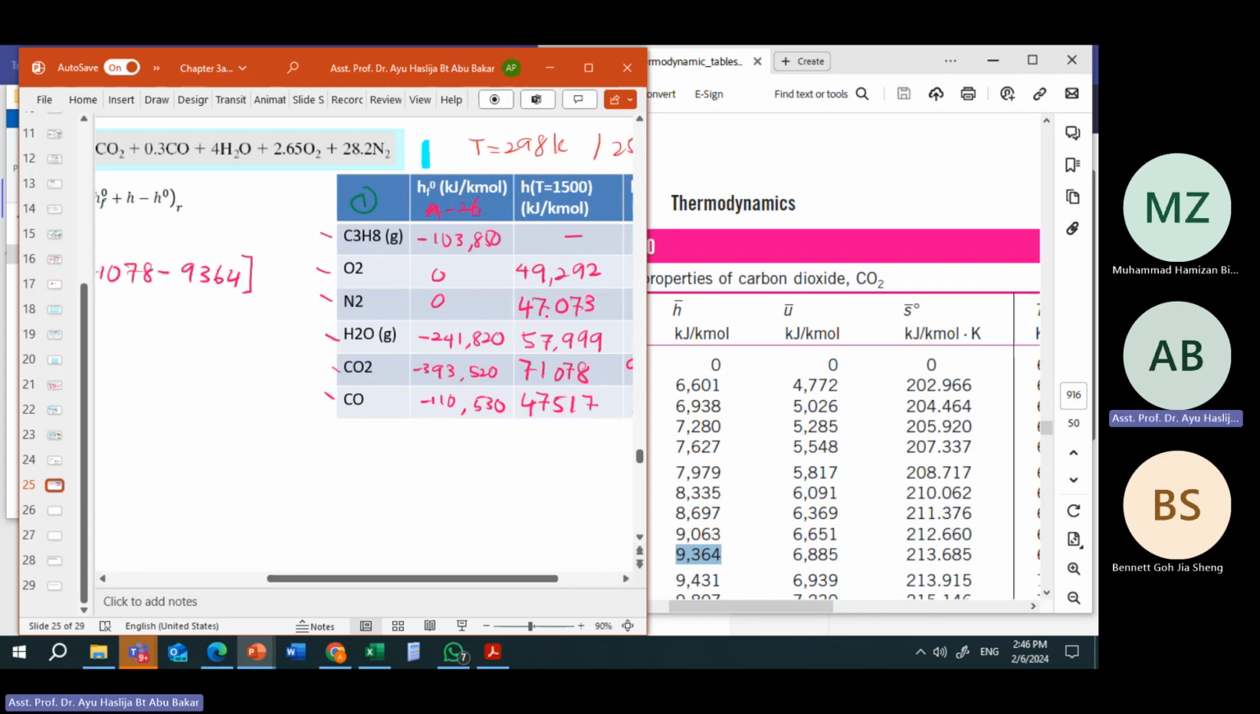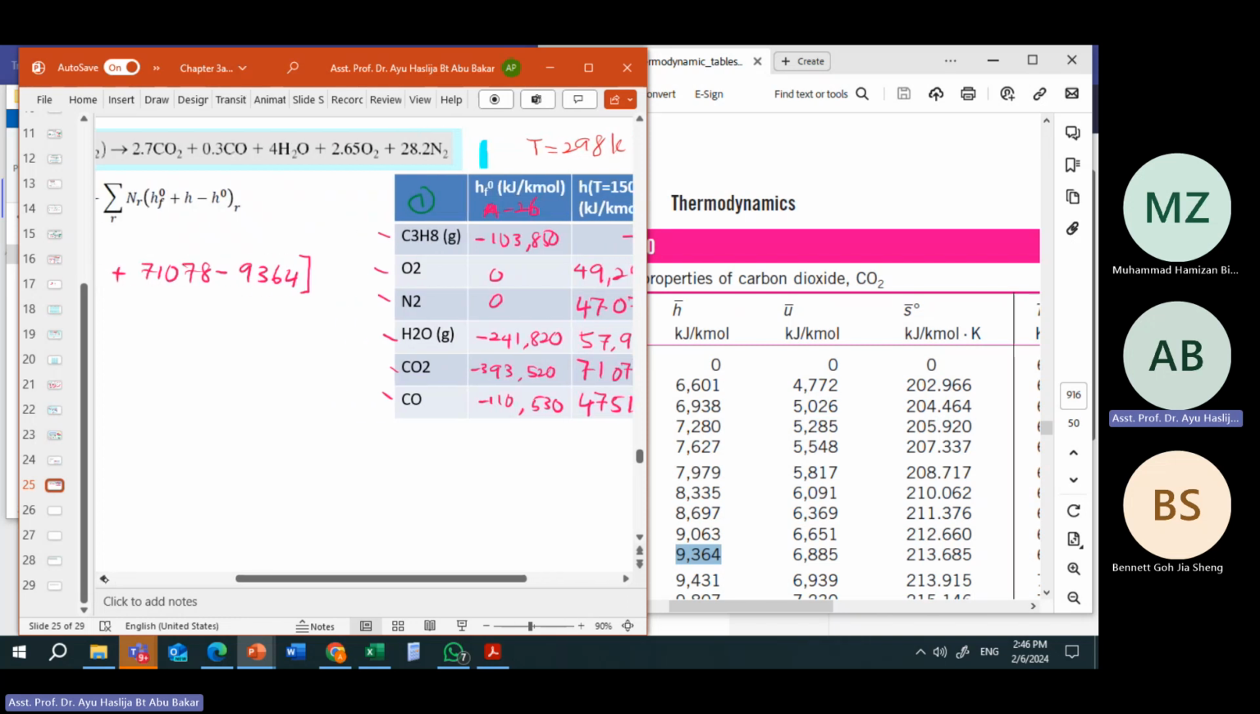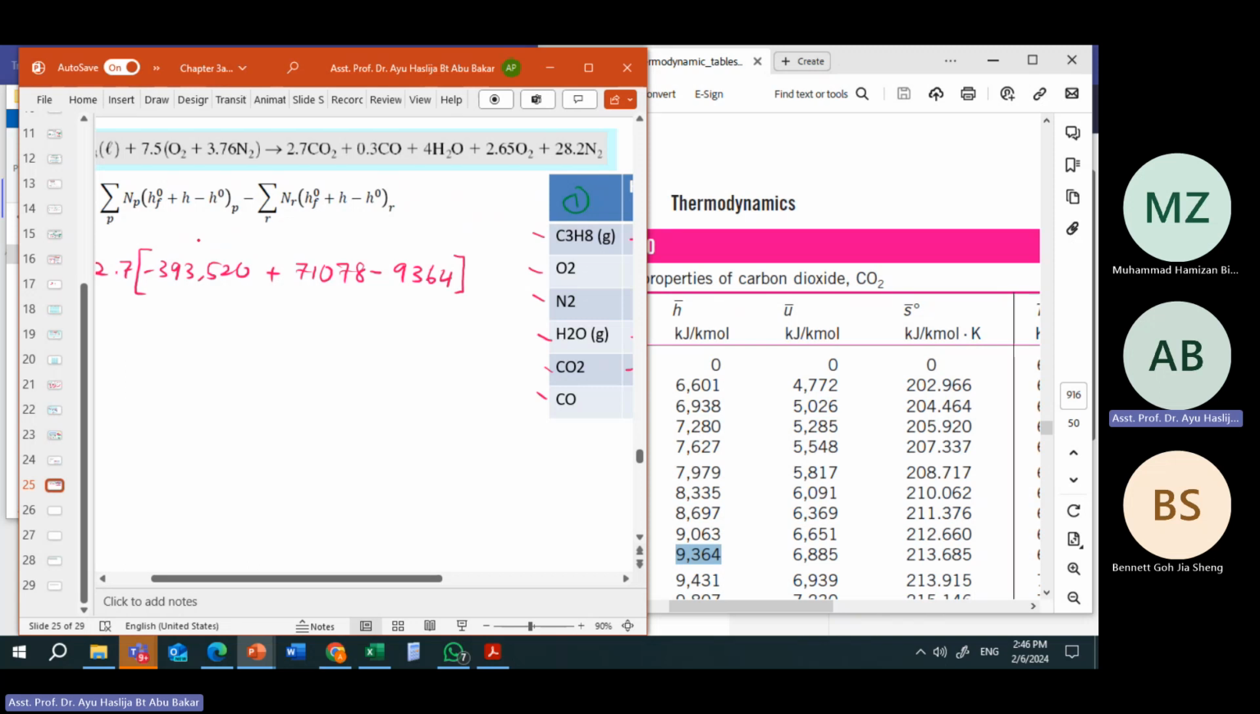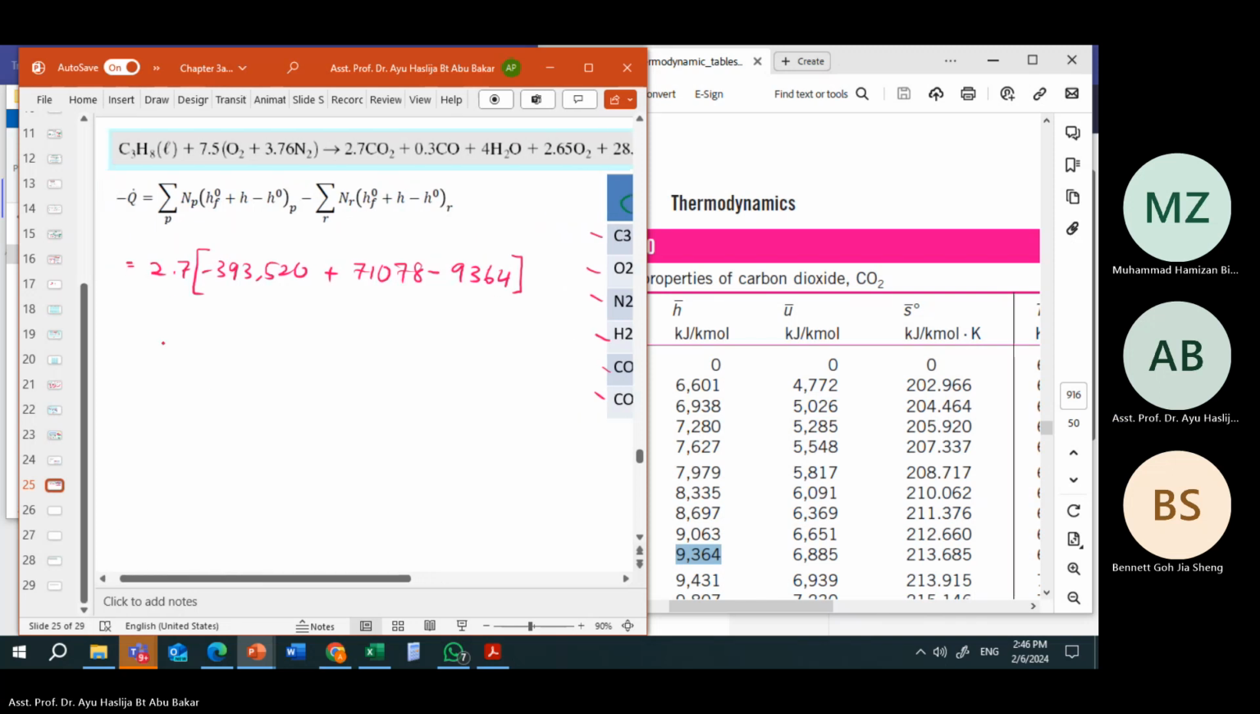Kalau you tak letak dalam table, so mungkin you just direct tulis direct to the equation ni kan. So saya akan cari dekat equation calculation. So this one for CO2 plus CO. Be careful on the sign.